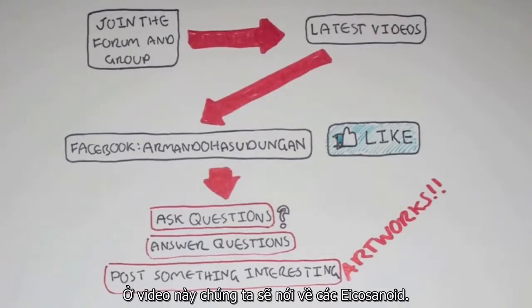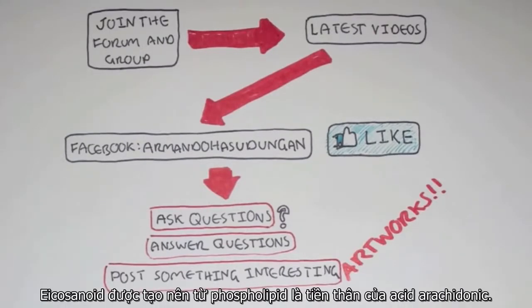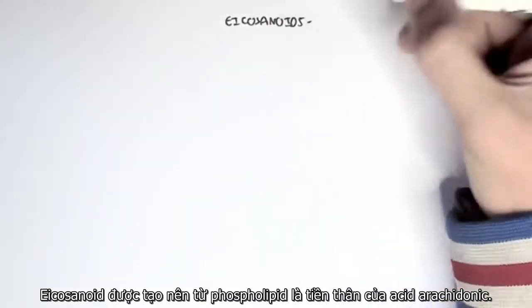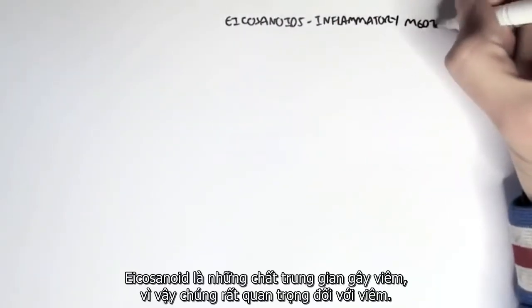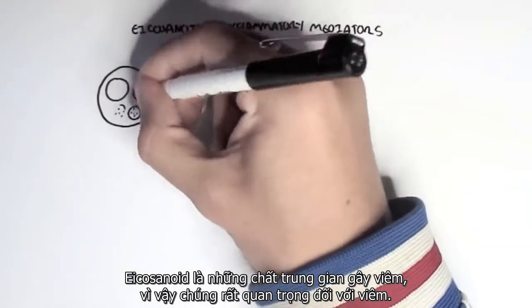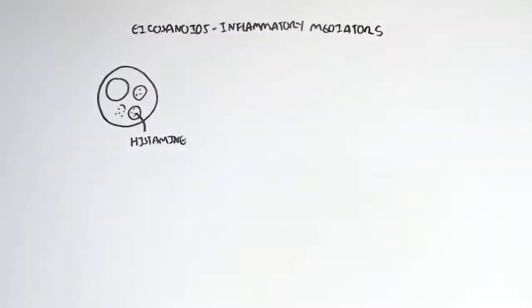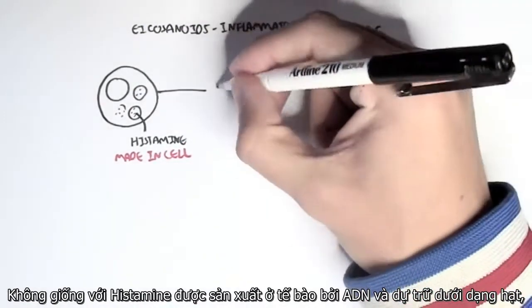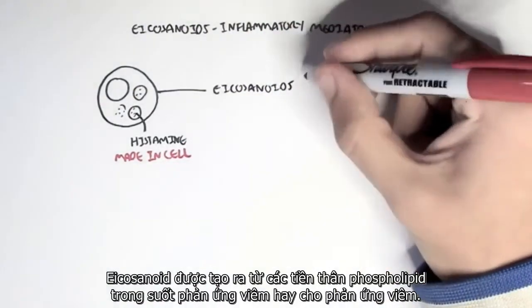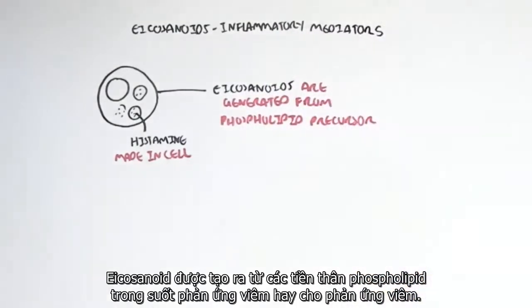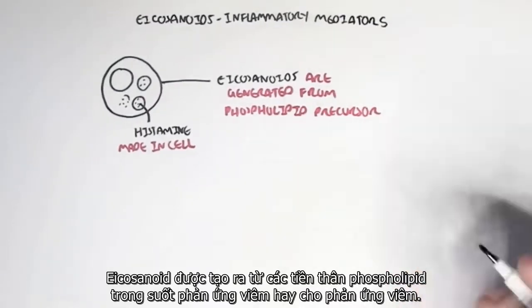In this video, we're going to talk about eicosanoids. Eicosanoids are made or generated from phospholipid precursors, that is arachidonic acid. Eicosanoids are inflammatory mediators, so they are important for inflammation. Now, unlike histamine, which is made in the cell by the DNA and then stored in granules, eicosanoids are generated or made from phospholipid precursors during inflammation or for inflammation.